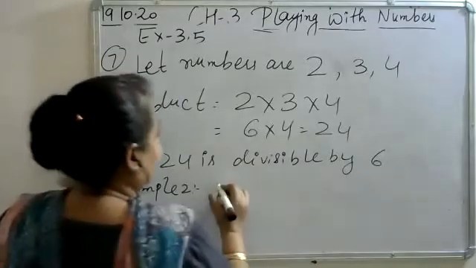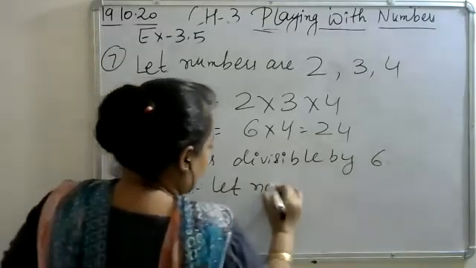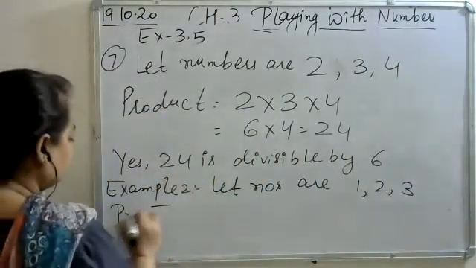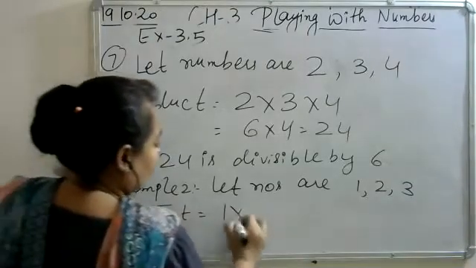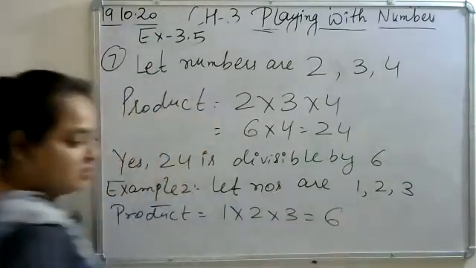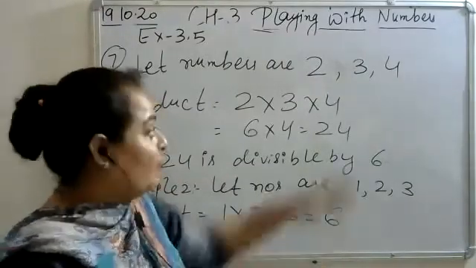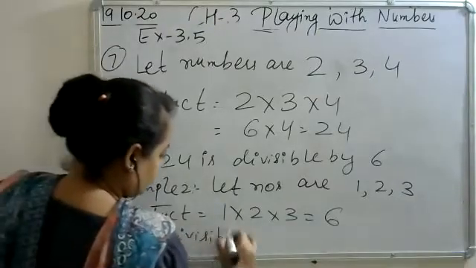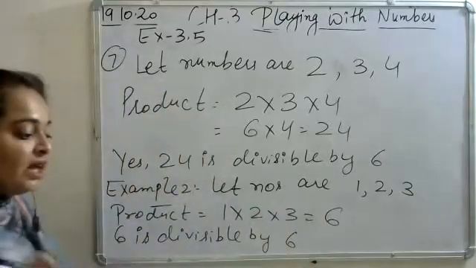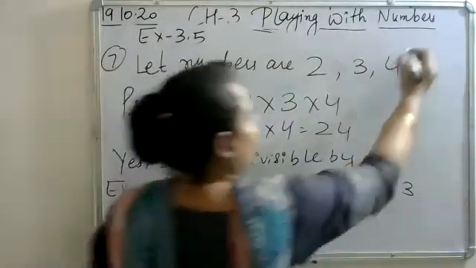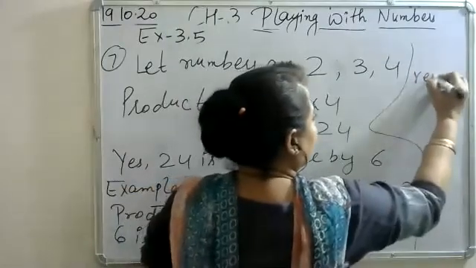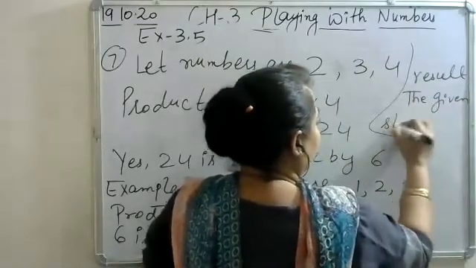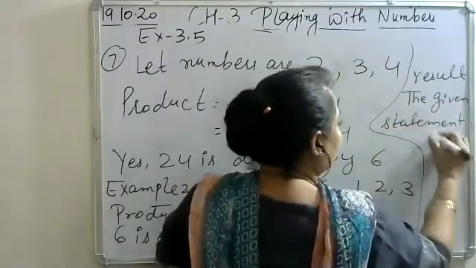Any 3 numbers. Let the numbers be 1, 2, 3. Now find the product. 1 multiplied by 2 multiplied by 3 is 6. Yes, this 6 is divisible by 6. So in the end you will write like this. Result: the given statement is true, or correct. Write anything, this is your wish.